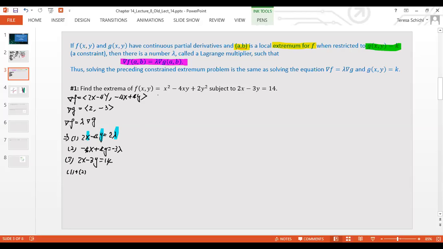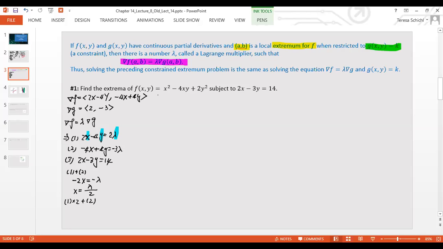Equation 1 plus equation 2, y cancels, and you will have negative 2x equal to negative lambda. Right? So then you can find x equals lambda over 2. Okay, so now let's try to cancel the x. I will say equation 1 times 2 added to equation 2. Let's see what we have.